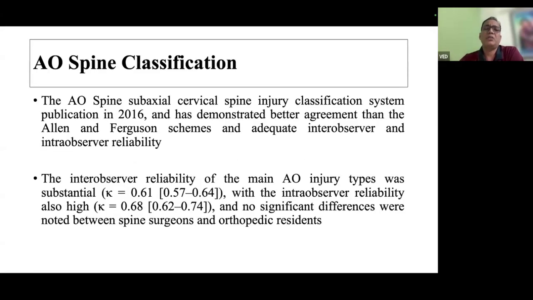The AO Spine classification, which is most widely practiced, we have discussed. For subaxial cervical spine injury, the latest was published in 2016 and demonstrated better agreement than the Allen and Ferguson scheme, and adequate inter-observer and intra-observer reliability. The most important thing is inter-observer and intra-observer reliability, and there is minimum discrepancy, and both neurosurgeons as well as spine orthopedic surgeons come to a common page by using this AO Spine classification.